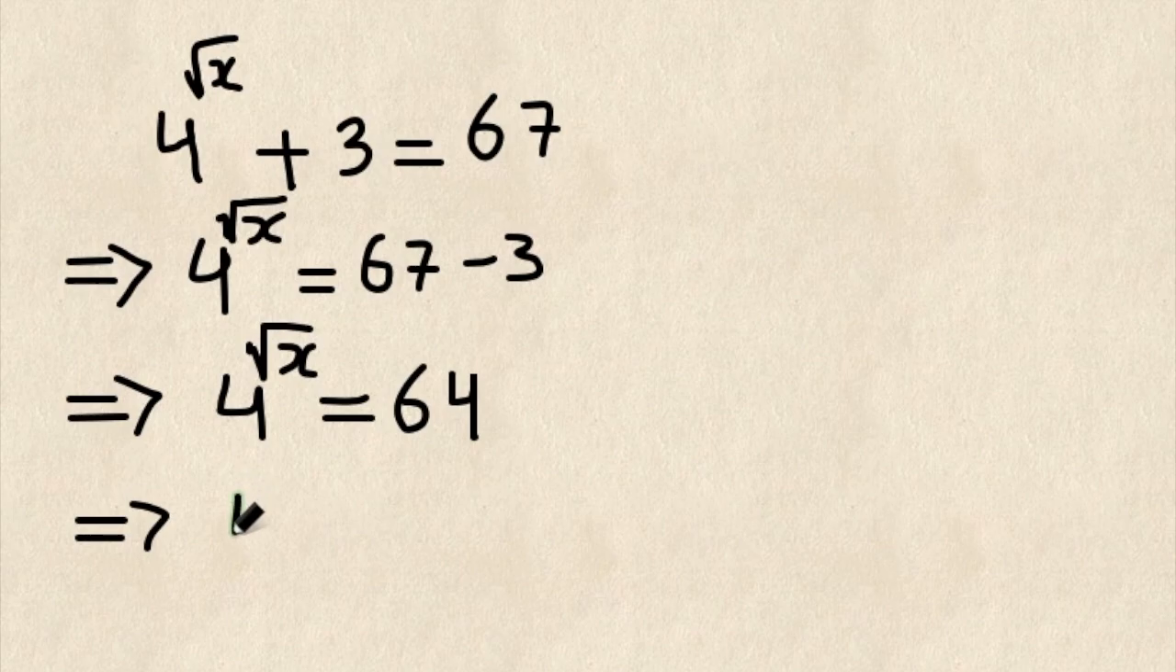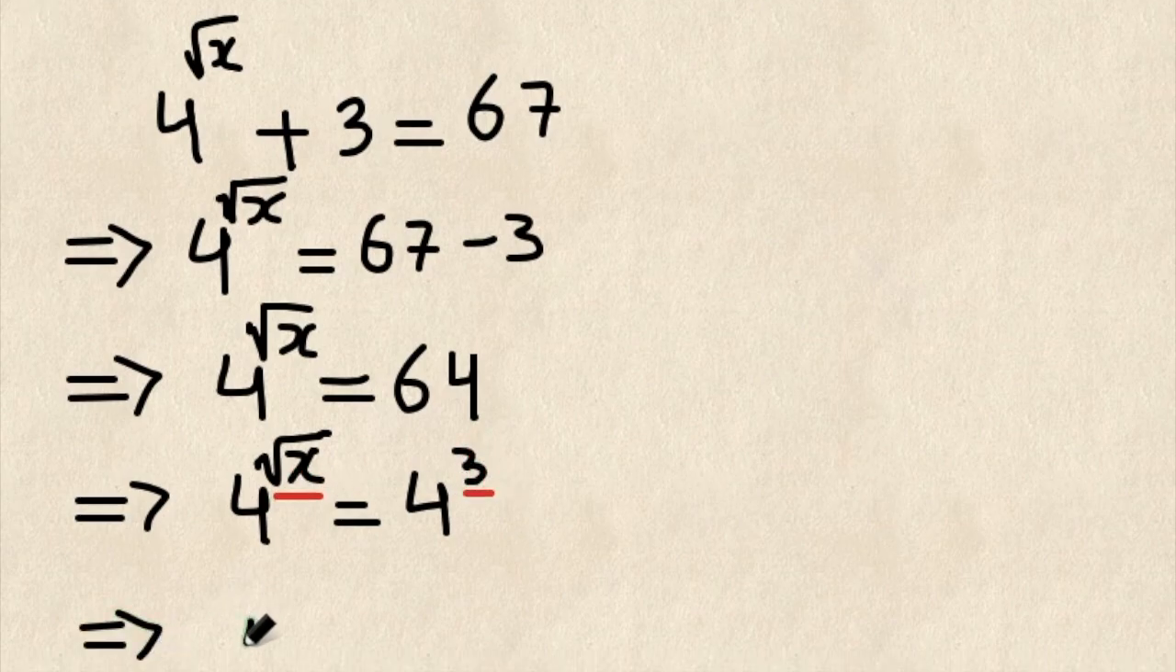You know that 64 is basically the cube of 4. So on the right hand side we can write 4 power 3. Since the bases are the same, we equate the exponents. 100x is equal to 3.